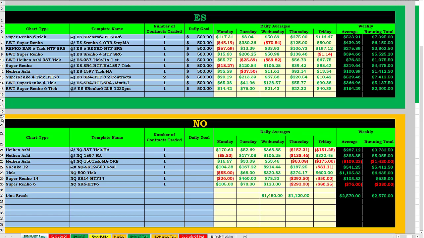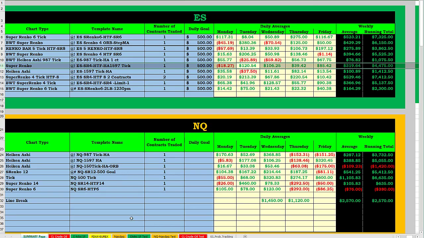And as you know, Jim is mostly interested in the NASDAQ. So I sent him the 500 tick and the Super Renko 12, which is these two right here. The 500 tick has had a spectacular performance, and also the Super Renko 12. So we'll get to see these templates traded by Jim in the video and hear his comments about them.